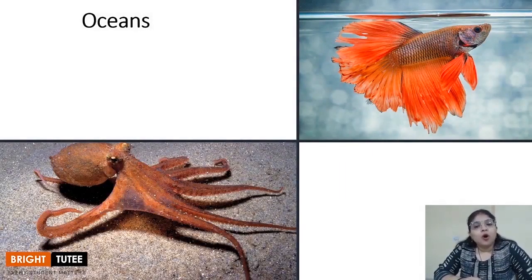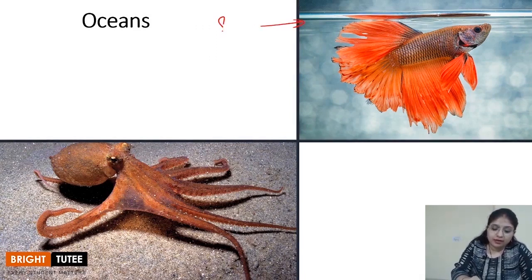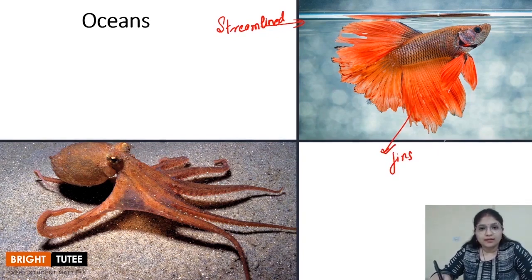Now, we have already talked about how fishes are adapted for aquatic life. They have a streamlined body for swimming, right? A streamlined body actually helps them to swim easily. Apart from that, they have fins, right? These fins also help them in swimming easily, right?